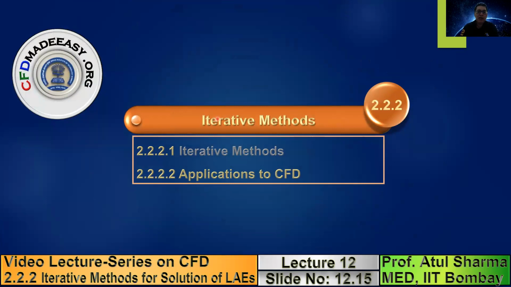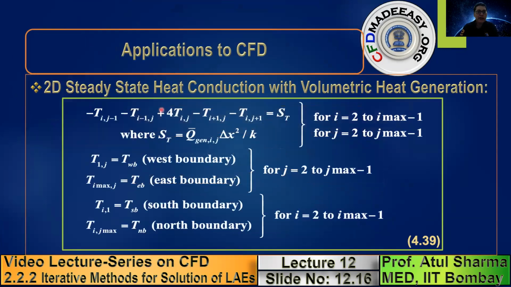Now I'll present the application of this iterative method for CFD. Let us take a two-dimensional steady-state heat conduction with volumetric heat generation. I mentioned in the finite difference method that the governing equation for 2D steady-state heat conduction is basically d square T by dx square plus d square T by dy square plus q bar by k. If you use, let us say, a second order central difference scheme for d square T by dx square and d square T by dy square, then suppose by finite difference method you have obtained this algebraic equation from the governing equation.